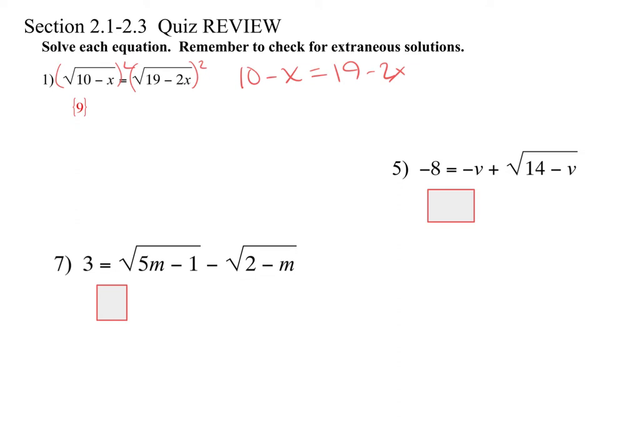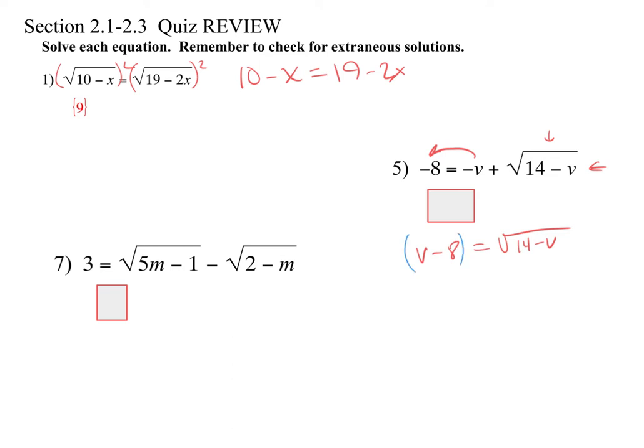It's when you start throwing in ones like 5 and 7, 7 being obviously the most difficult of these three that I chose. For this one, you really need to move this v over. You want to get this absolute value by itself first. So you end up with v minus 8 equals the square root of 14 minus v.